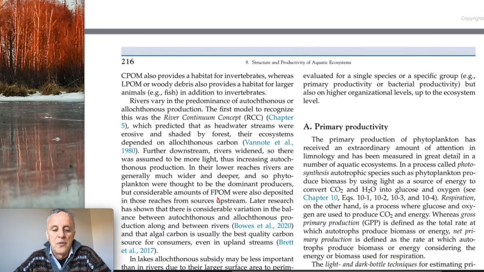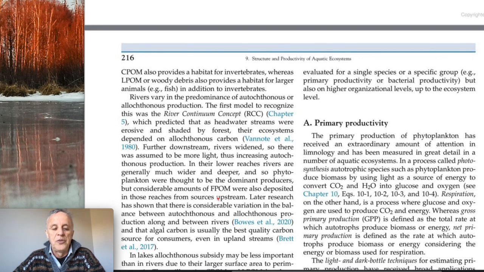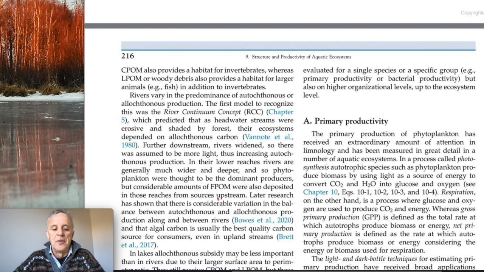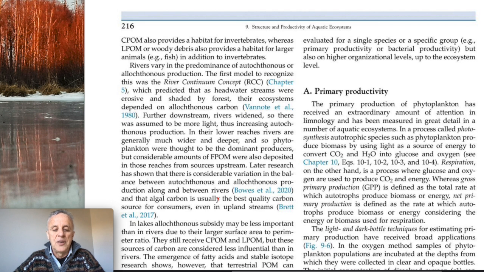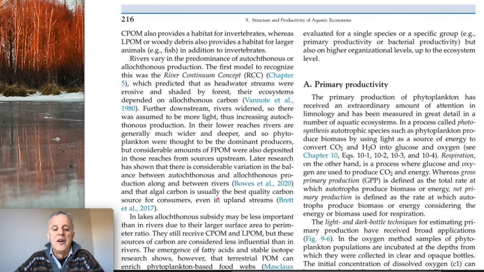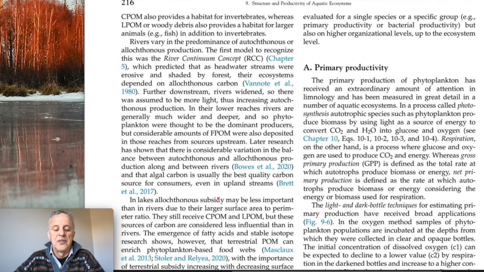Rivers vary in the predominance of autochthonous or allochthonous production. The first model to recognize this was the river continuum concept, which predicted that as headwater streams were erosive and shaded by forest, their ecosystem depended on allochthonous carbon. Further downstream, rivers widened, so there was assumed to be more light, thus increasing autochthonous production. In their lower reaches, rivers are generally much wider and deeper, and so phytoplankton were thought to be the dominant producers, but considerable amounts of fine particulate organic matter were also deposited in those reaches from sources upstream.